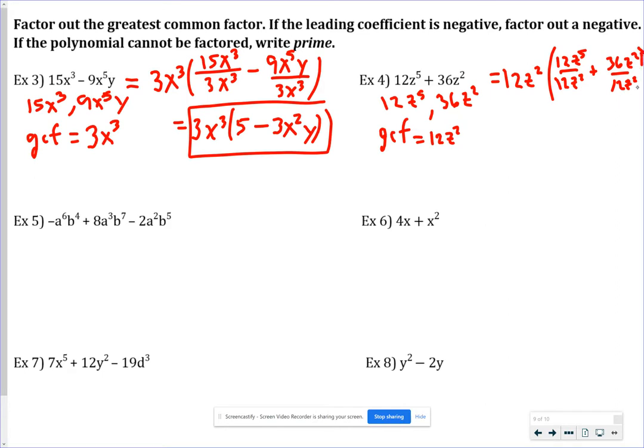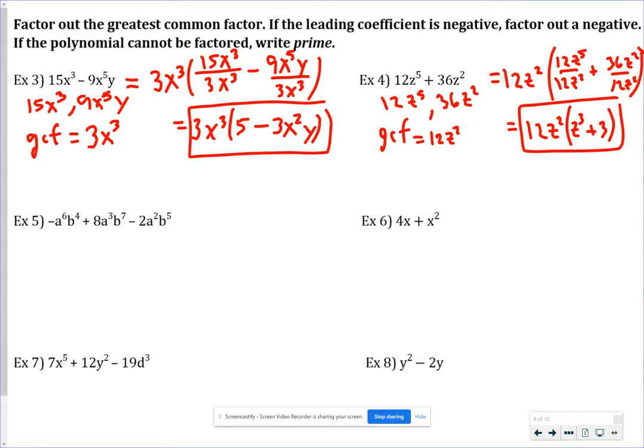Okay, lost my parenthesis. So we have 12z squared for our GCF. 12 divided by 12 is 1. Z to the fifth divided by z to the second is z to the third. And then 36 divided by 12 is 3. Z to the second divided by z to the second is 1. And we're done.